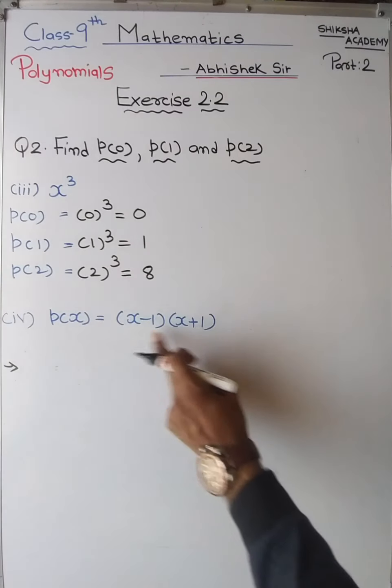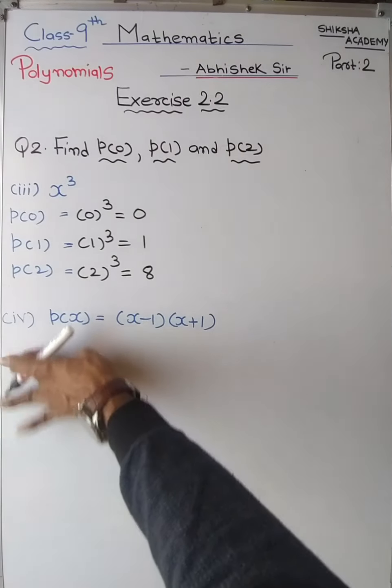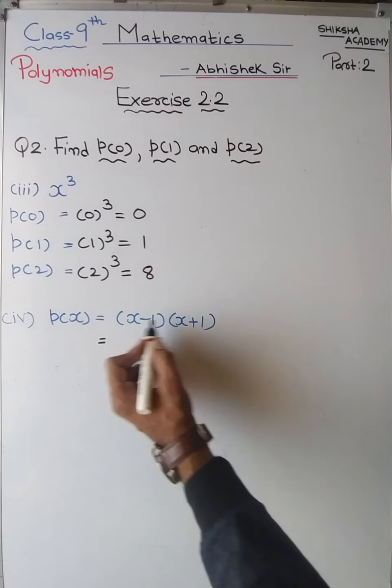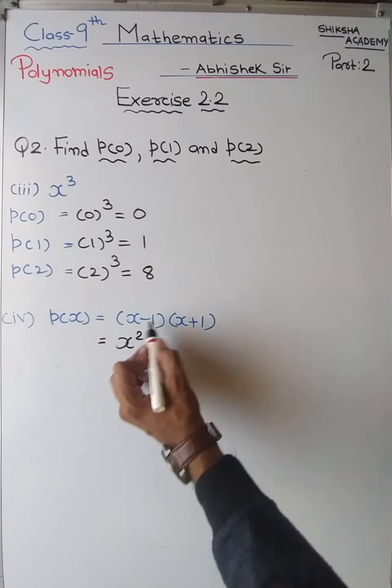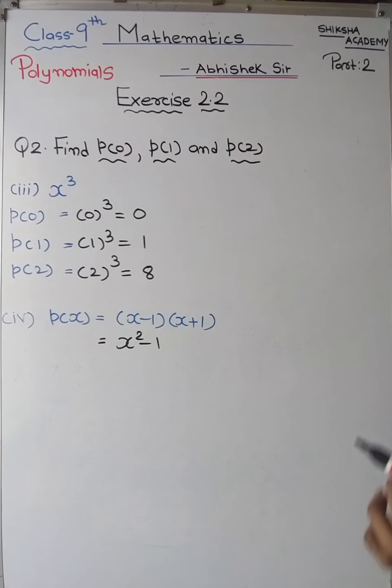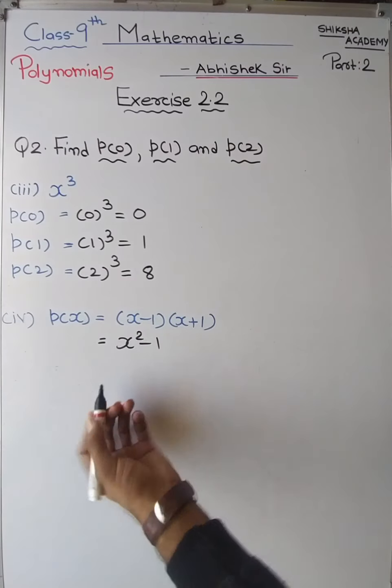Either you are not removing these brackets, you are just putting the values directly, or else what you do is you solve the brackets. So that is x square minus 1. It is a minus b, a plus b. Clear? So that makes x square minus 1. Now you can easily put the value.